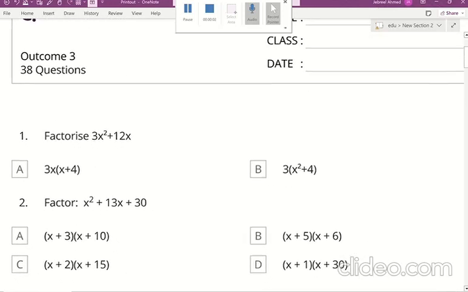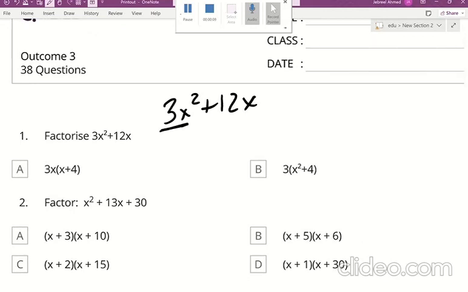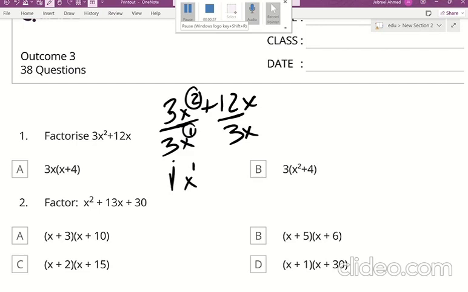Okay, so outcome 3. Number 1, it says factorize 3x squared plus 12x. So I know I could divide 3 and 12 by 3, and I can divide x squared and x by x. So 3 divided by 3 is 1. X squared divided by x to the first power is x to the first power, because when you divide these powers, you have to subtract these two numbers, or minus.